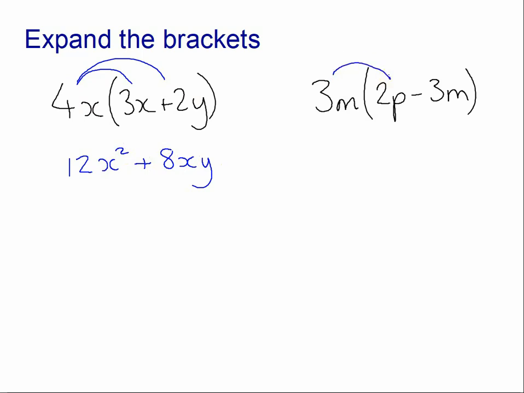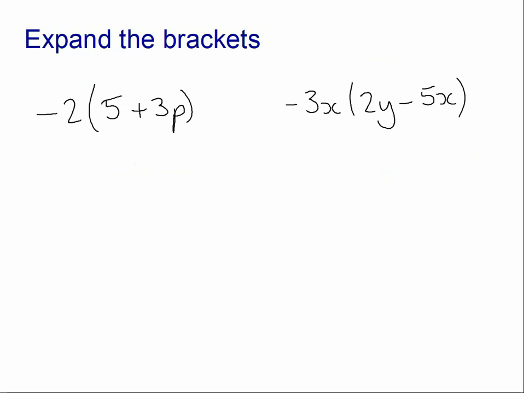So, this one, 3m times 2p, well 3 2's are 6, and then we have MP. Letters are different, so let's put them next to each other. Now, 3m times 3m, well it's a minus 3m, so minus 9. And m is being multiplied by another m, it's being repeated, so we're not going to write mm, we write m squared. Now we can put a negative in front as well.